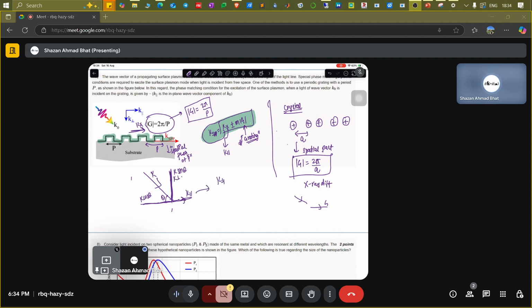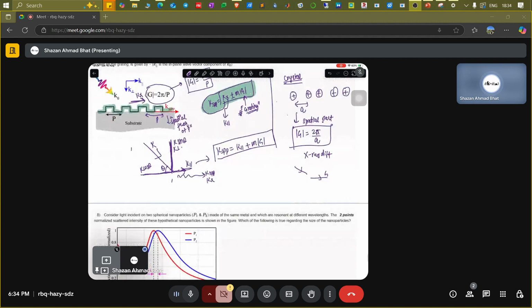So the overall k SPP will be equivalent to, because this is the direction of k SPP or kx, k parallel plus or minus m times the wave vector of this particular grating. The reason for the plus or minus is that you can take a grating in this direction, because it's symmetric along any direction. You have grating along both of these directions. So these are two directions of the gratings. It's going to give you the same thing. It's just the momentum conservation I talked about, nothing else.